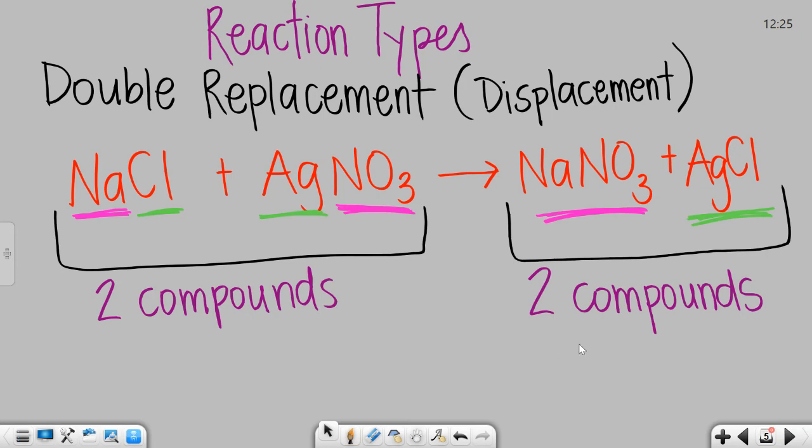Double replacement or displacement reactions, you start out with two compounds. In this case, we have sodium chloride reacting with silver nitrate. Now you notice the pink and the green lines. Well, that's to show the new combinations on the product side. So the sodium is now going to combine with the nitrate, and the silver is going to combine with the chloride, forming sodium nitrate and silver chloride. Two compounds on the reactant side, two compounds on the product side.